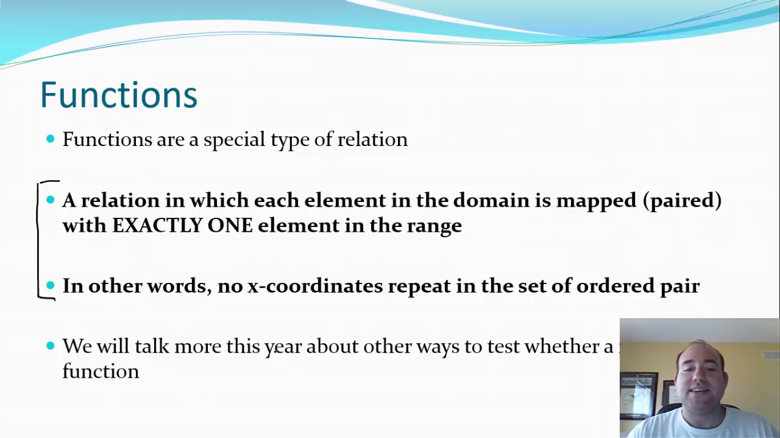So what that means is the x coordinates do not repeat. And we're going to talk a lot more this year about how to test whether or not a relation is a function. We'll get into that more in Chapter 2. But for right now, all you really need to know is the x coordinates can't repeat.